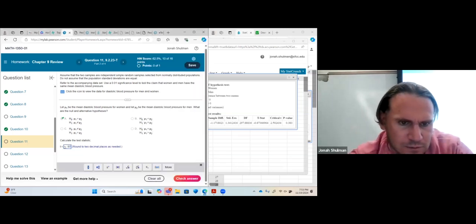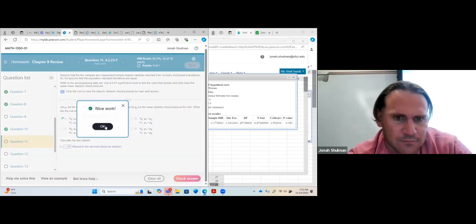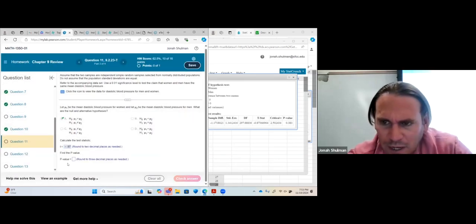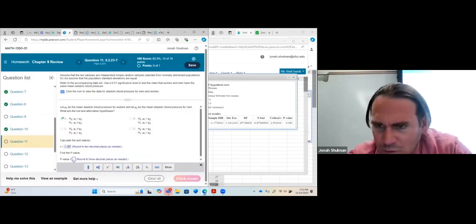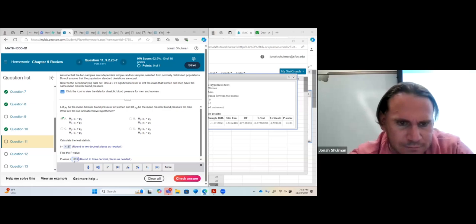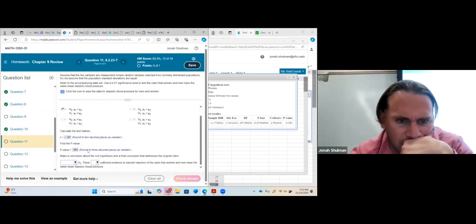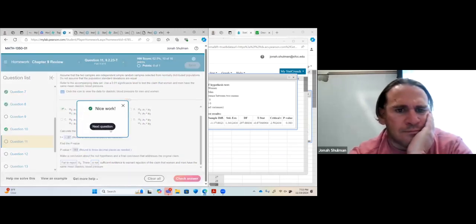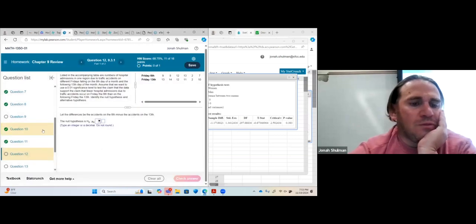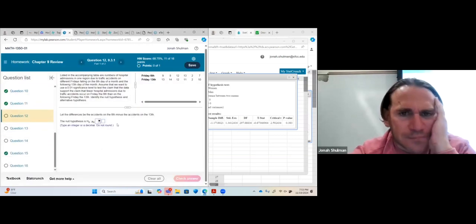Let's see if that's correct. Nice work. And the p-value is 3 decimals, which is 0.383. Nice work. So we failed to reject it, and there is not sufficient evidence. All right, cool. So we're up to number 12, almost at the end.